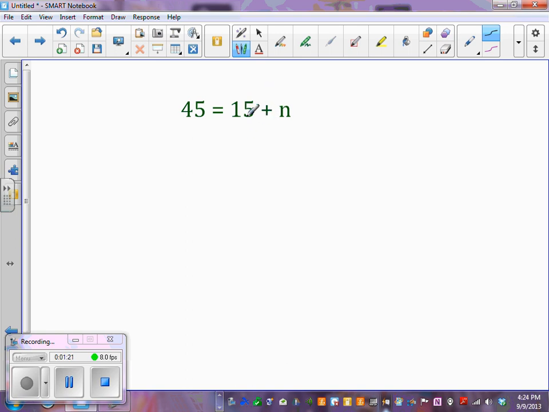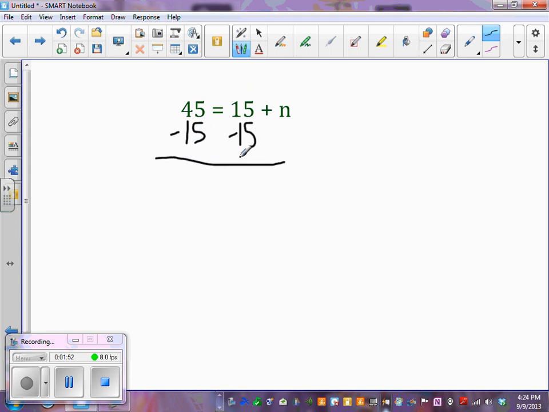By subtracting 15, we get rid of this 15, and it leaves n by itself. So we're going to write minus 15. Now remember, this is an equal sign, which means this is in balance. This side equals this side. Well, if we subtract 15 from one side, all of a sudden it's not in balance anymore. So whatever we do to this side, we have to do to this side to keep it in balance. So if we subtract 15 from that side, we need to subtract 15 from this side, and we're going to line it up right underneath the 45.